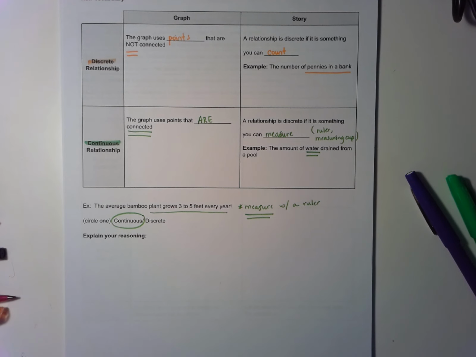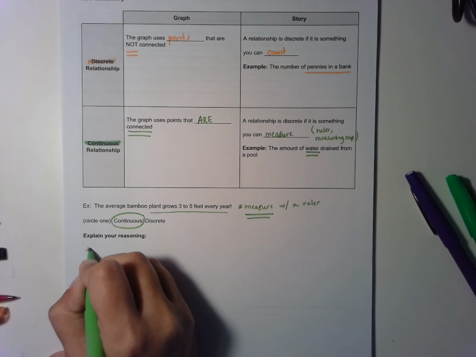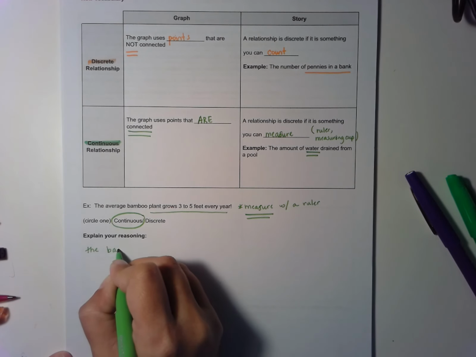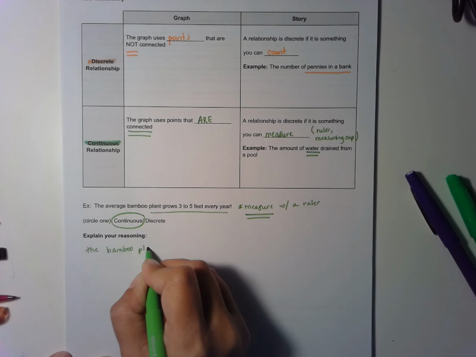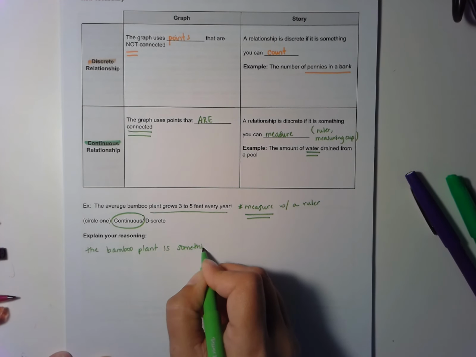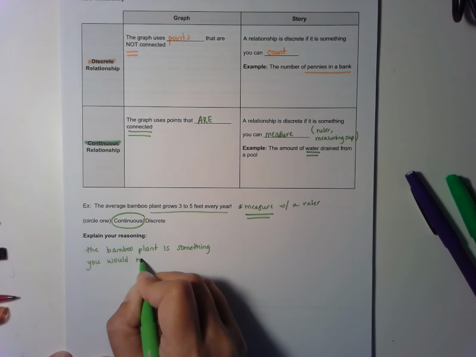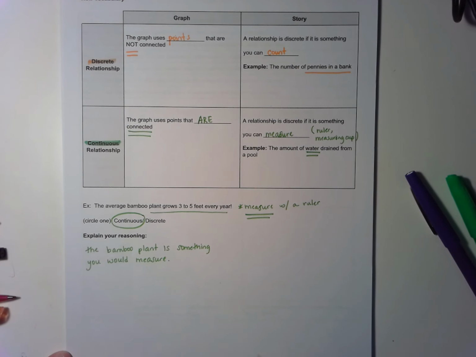The bamboo plant is not going to jump straight from 3 to 5 feet. It's going to gradually grow. So I'm going to measure it with a ruler. If I wanted to explain my reasoning, I would say that the bamboo plant is something you would measure. Now, if I was talking about pennies in a bank, I would say discrete because that's something that I would count.